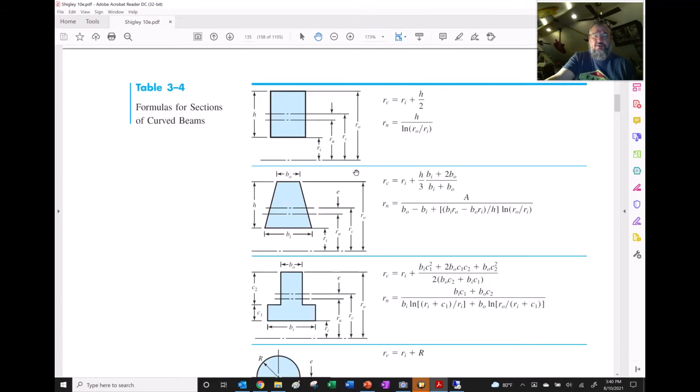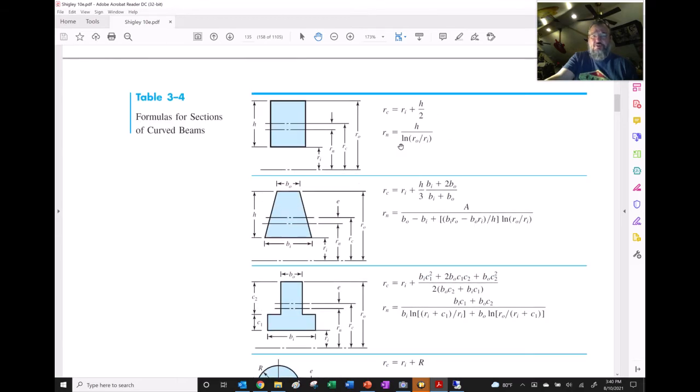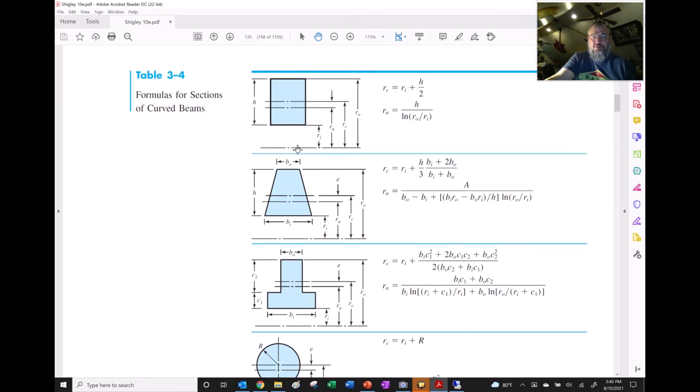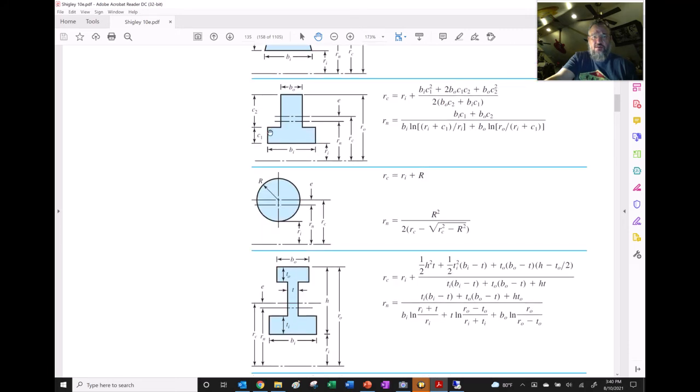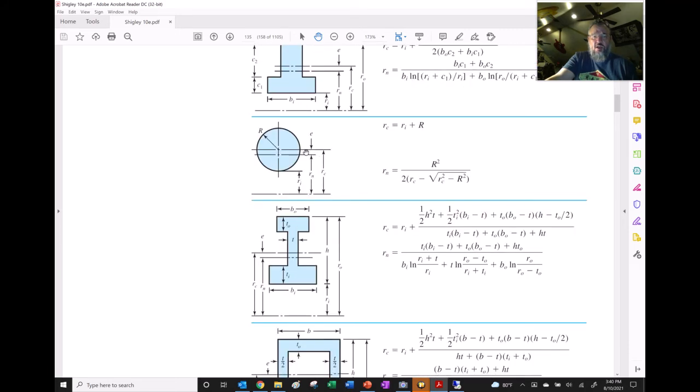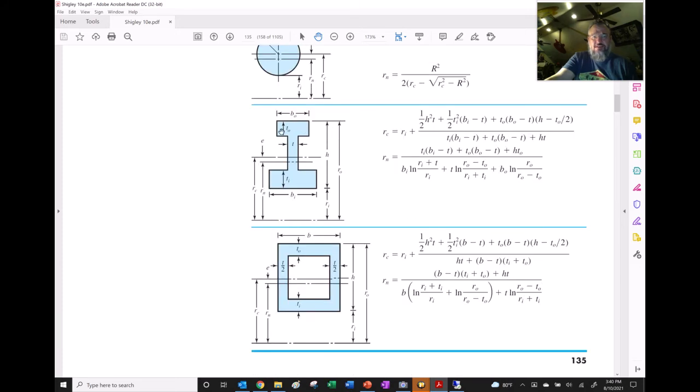So there you go. Here's our table 3.4, and you can see here is our setup for different cross sections. I already showed you the rectangle. Here's sort of a trapezoid kind of shape. Here's a little T shape, and here is a circle. And here is this unequal I-beam setup right here.